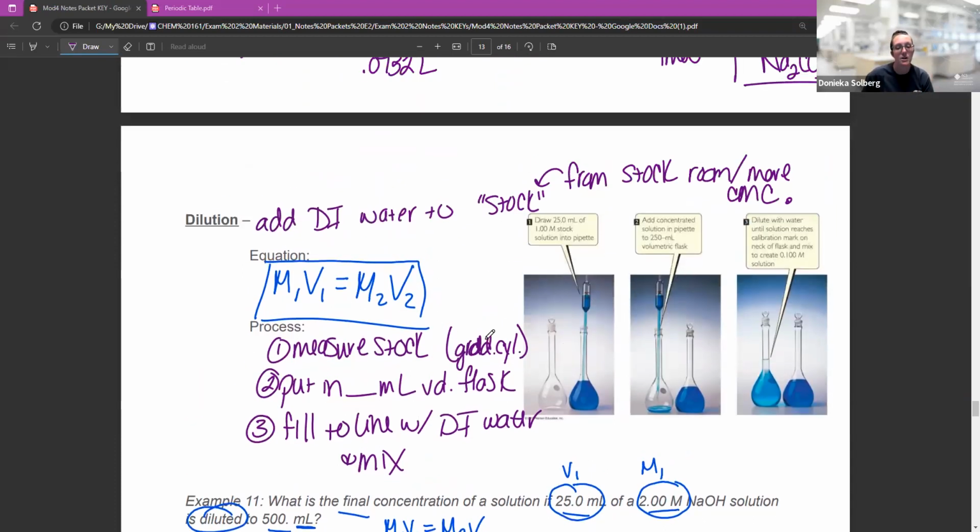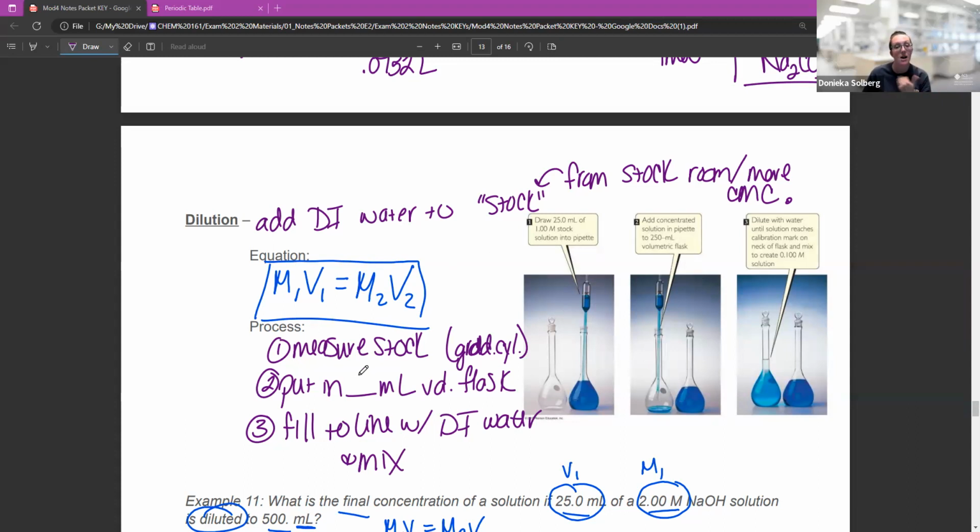So if you look at this picture here, this is how I would make a dilution. Say I start with this concentrated stock. Notice it's very dark blue. I would measure out using a pipette, or a lot of the times we will just use a graduated cylinder, to get out what you need from the stock solution, put it into a new volumetric flask, whatever you're making now, and then you're going to fill to the line with DI water. So instead of starting with a solid, we are starting with a concentrated stock solution.